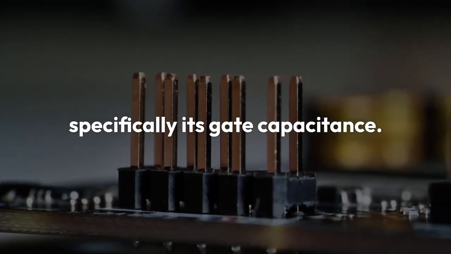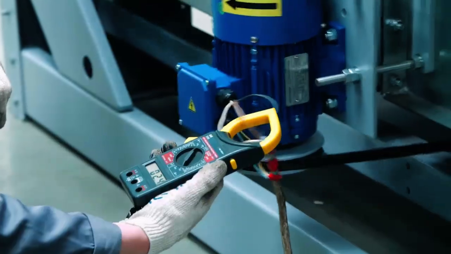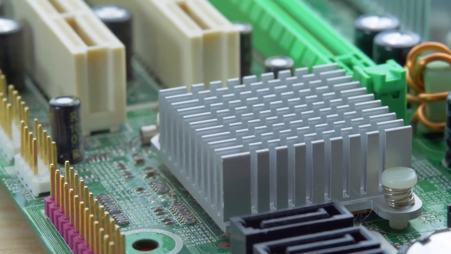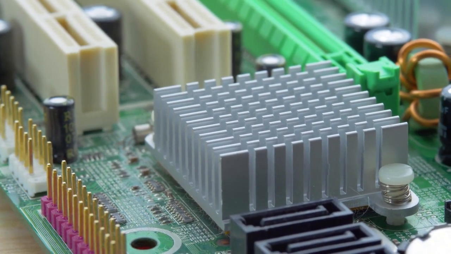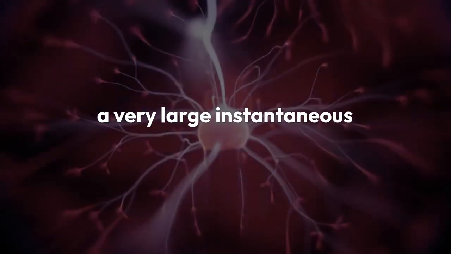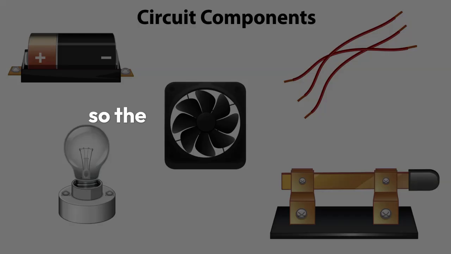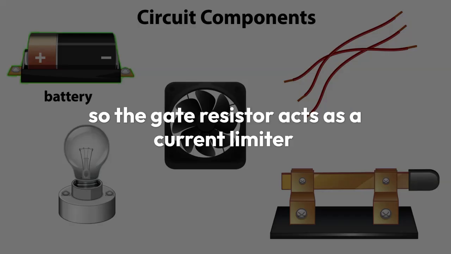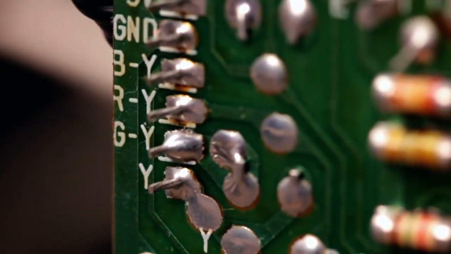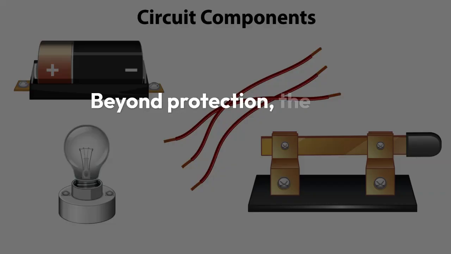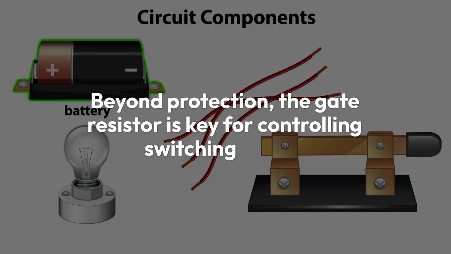When you switch a MOSFET or IGBT, you're essentially charging and discharging a capacitor, specifically its gate capacitance. This capacitance can be quite large, and if there's no resistance in the path, the gate driver would have to supply or sink a very large, instantaneous current. This huge current spike can damage your gate driver, so the gate resistor acts as a current limiter, protecting the driver from excessive stress. Beyond protection, the gate resistor is key for controlling switching speed.